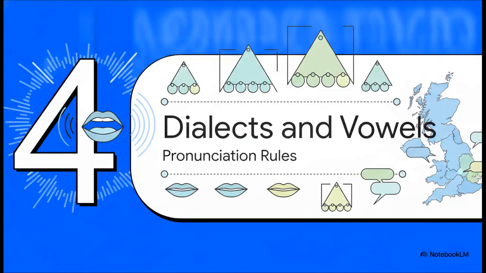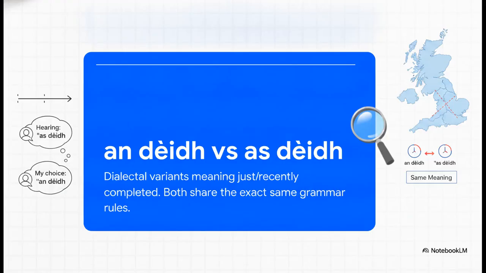Section 4. Dialects and Pronunciation Rules. Before we wrap everything up, we need to quickly tidy up a couple of nuances around dialects and pronunciation. Getting this right will make your Gaelic sound so much more natural.